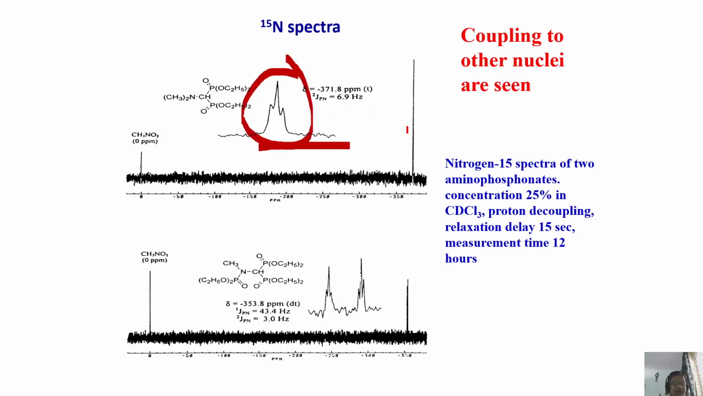And of course, the majority of these problems have been solved now because we have highly sophisticated, very sensitive probes for detection of NMR signals, like cryoprobes. Even nitrogen-15 in natural abundance detection is not difficult. I just wanted to show you nitrogen-15 in natural abundance can also be seen, and its coupling to other nuclei can also be measured here.